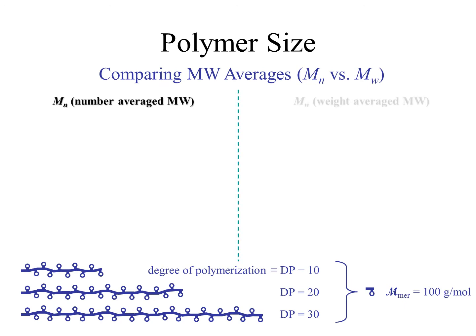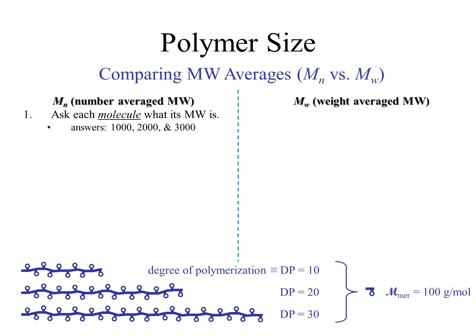Anyway, let's compare the procedure for finding the M sub n versus the M sub w for this 3-molecule polymer sample. Because the number average molecular weight is typically how students would go about averaging a value, let's start there. We start by taking each molecule into consideration. We figure out what the molecular weight is for each molecule in the sample. Here, we come up with 1,000, 2,000, and 3,000. How? We simply took the number of mers, the degree of polymerization, and multiplied by the mass of the mer, which is 100 grams per mole, or 100 Daltons, whichever way you want to report it.